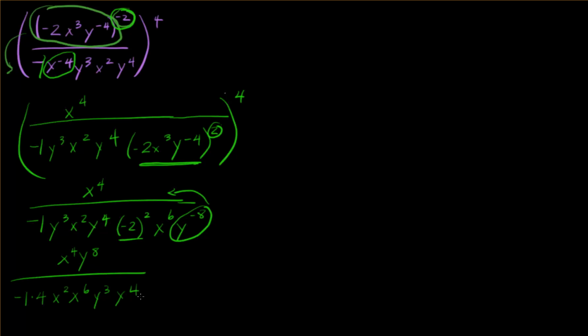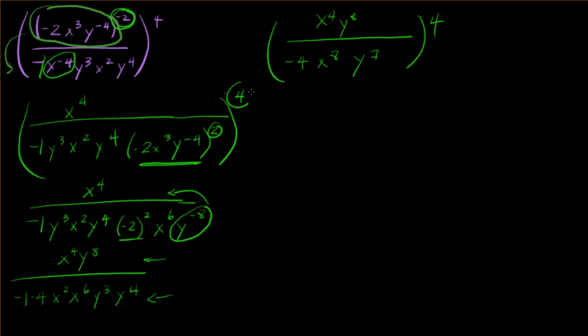Okay, now let's go ahead and simplify the numerator. Nothing to simplify, but we can simplify the denominator. So we have x to the 4th and then y to the 8th over negative 4, okay, and then x to the 8th and y to the 7th. All of this to the 4th. Don't forget this to the 4th, okay?